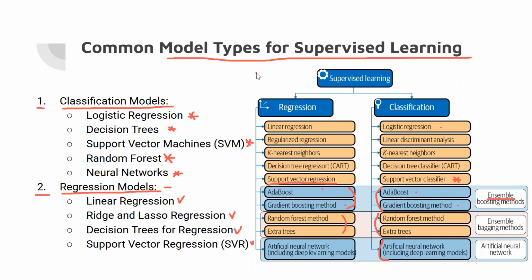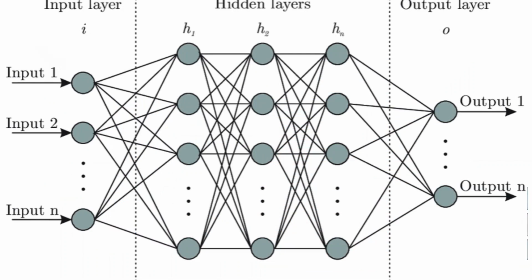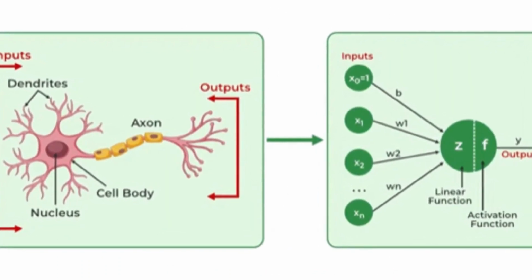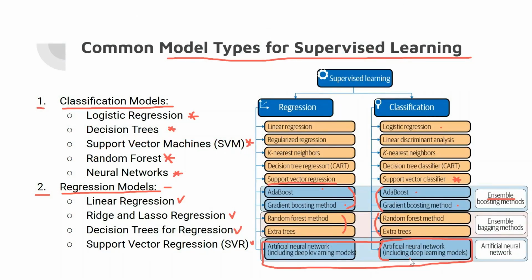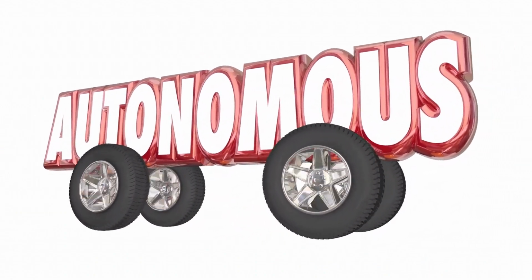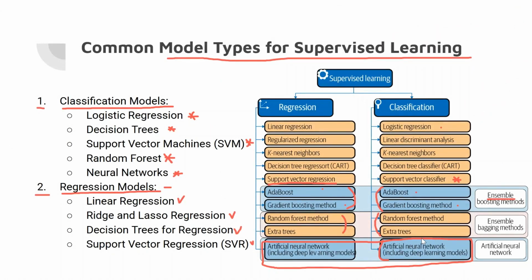Finally, let's talk about artificial neural networks, including deep learning models. These are made of layers of nodes, neurons, that process data in complex ways, allowing machines to learn patterns humans might miss. They're behind many modern breakthroughs like self-driving cars, virtual assistants, and automatic translation. Neural networks work great for both classification, like recognizing handwritten digits, and regression, like predicting stock prices.